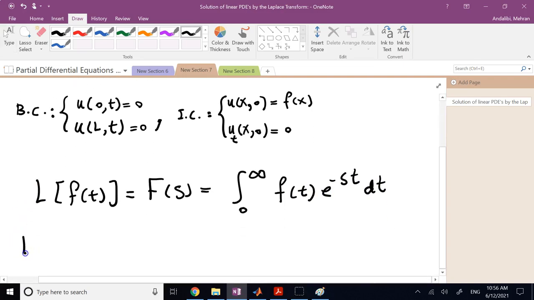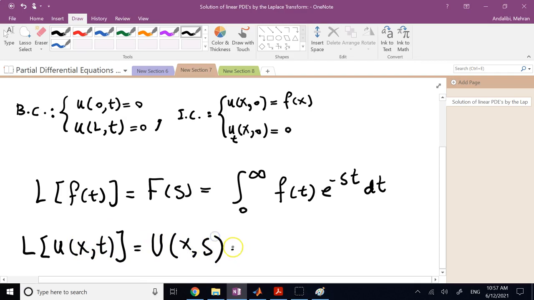So now, what is Laplace of u of x and t? Well, it only works on t. It's not going to do anything on x. So I can write it as U of x and s. And this is the integral from 0 to infinity of u of x and t, e to the negative st dt.